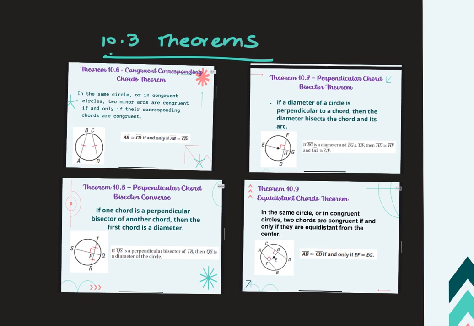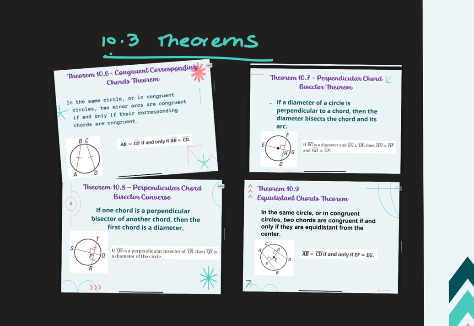All right, so a quick recap of yesterday's notes. This is the 10-3 theorem. So there were 4 of them. 10-6 was the congruent corresponding chords, which says in the same circle or in congruent circles, 2 minor arcs are congruent if and only if the corresponding chords are congruent. So in that one, this is an if and only if, which means it works both directions.